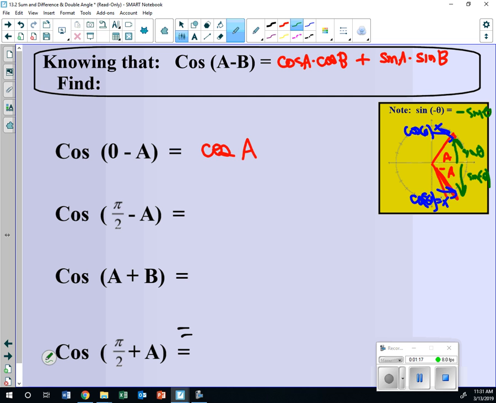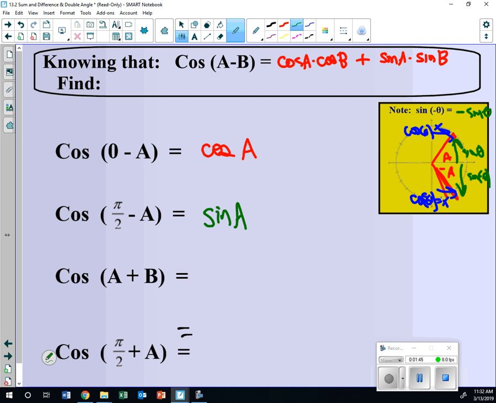This was weird. Cosine of pi over 2 minus A, that just turned out to be the sine of A. And so whenever you see the sine of 30 degrees, or cosine of 30 degrees, the sine of 60 will be the same. Cosine of 10 degrees will be the same as the sine of what? The cosine of 10 degrees will be the same as the sine of 80 degrees.